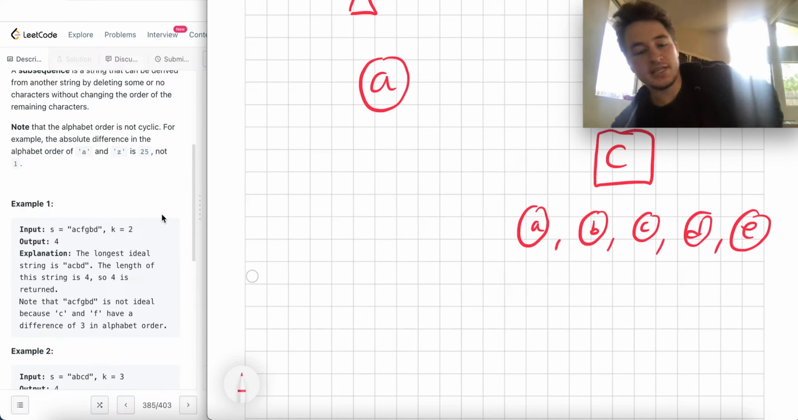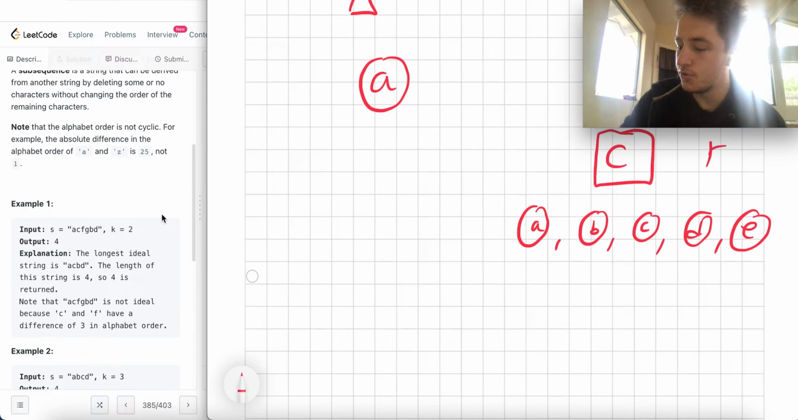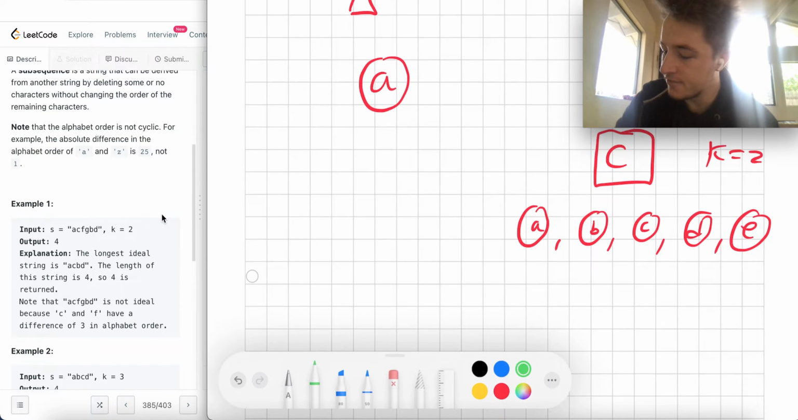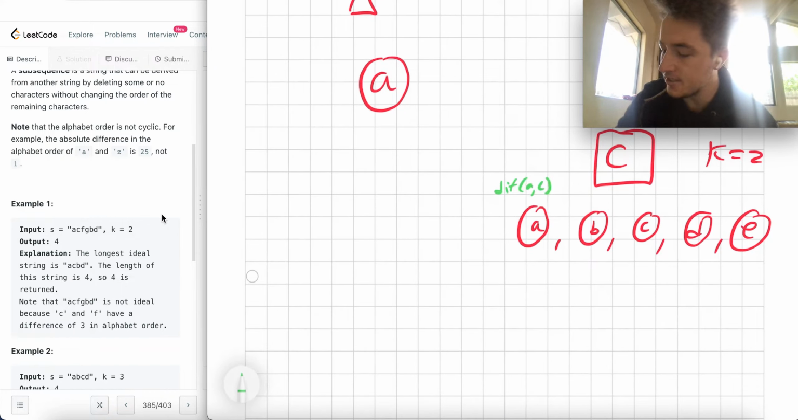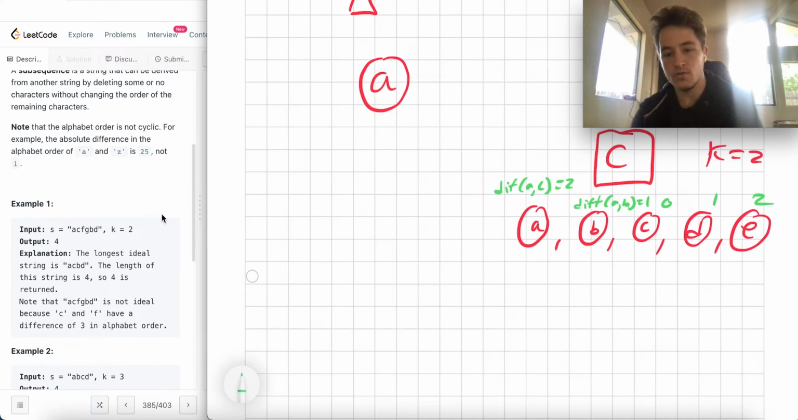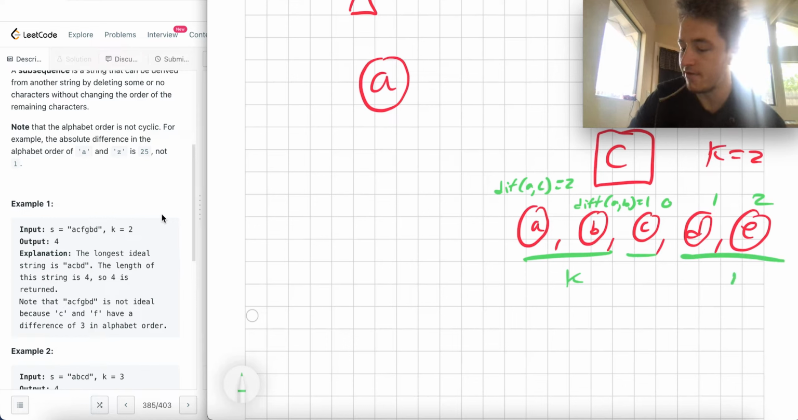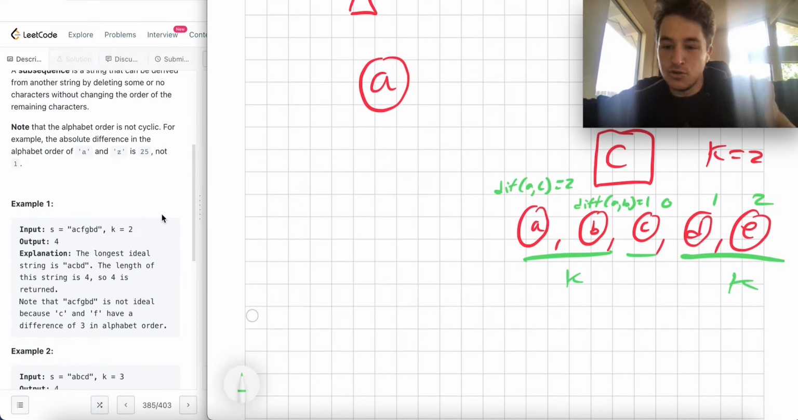And how do I know that? Because K equals 2, so the only characters allowed are those with a difference less than or equal to K. The difference between A and C is 2. The difference between A and B is 1, so the differences are 0, 1, and 2. So for every letter, there are 2K plus 1 values: K values on each side, and itself. There are 2K plus 1 values that this letter can be appended to and not break the system.